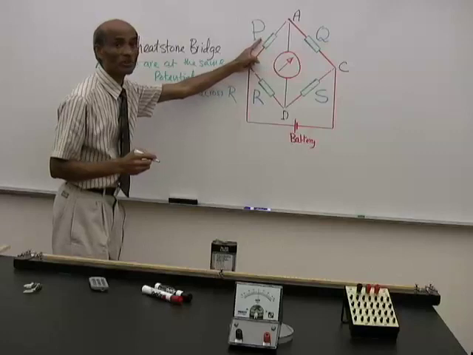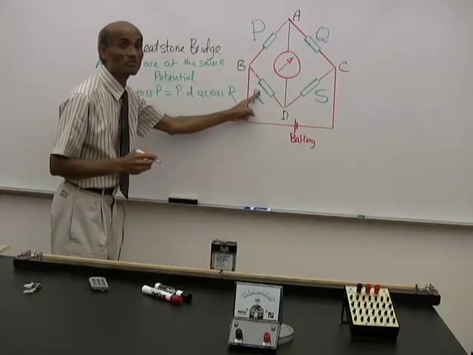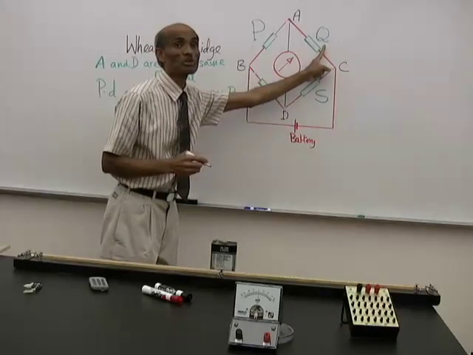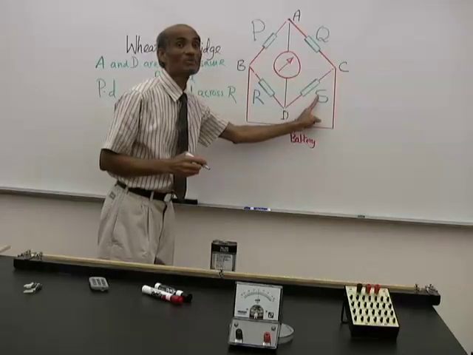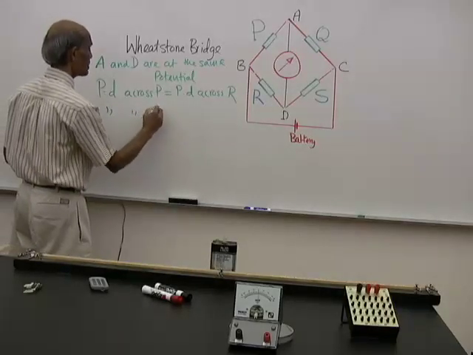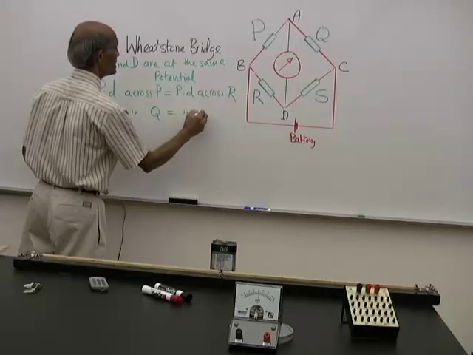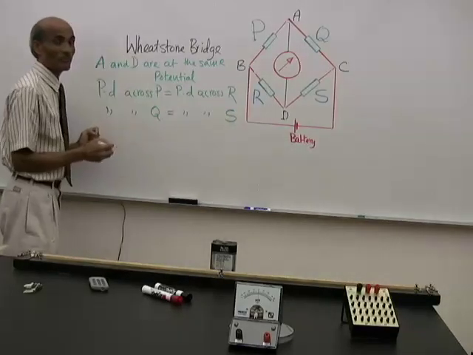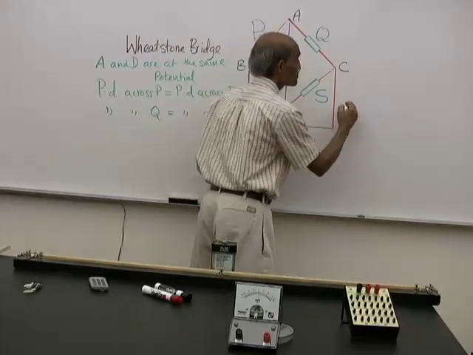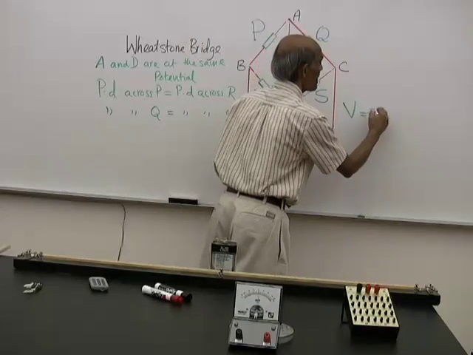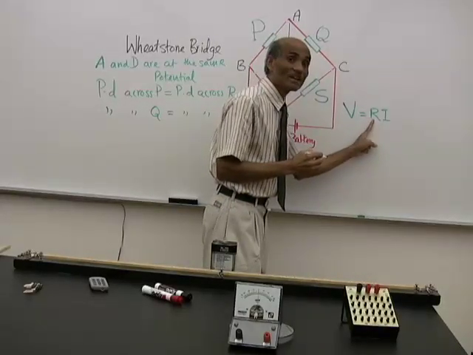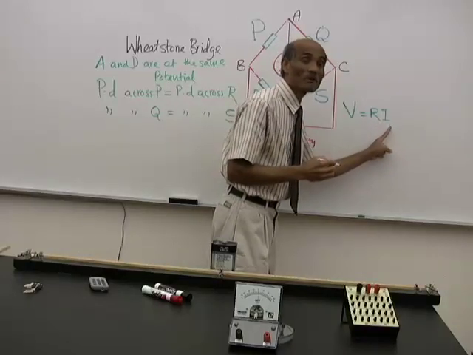The potential difference across this resistor is equal to the potential difference across this when there is no current in the galvanometer. Similarly, the potential difference across Q will be equal to the potential difference across S. So I'm going to say potential difference across Q equal to the potential difference across S. And now, you remember our Ohm's law, V equal to RI. Potential difference across a resistor is the resistance multiplied by the current.